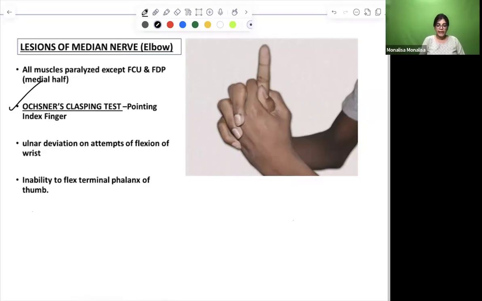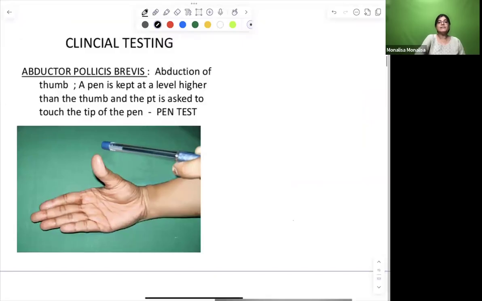So there will be inability to flex the thumb and inability to flex the index finger, because the lateral part of FDP is paralyzed. Here, the pen test is positive. Why? Because the thenar muscles are supplied by which nerve? Thenar muscles are supplied by the median nerve, including abductor pollicis brevis.